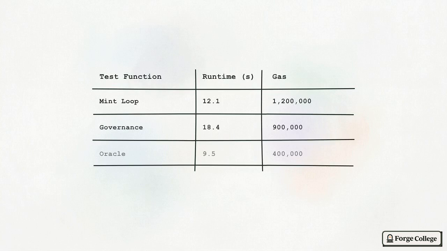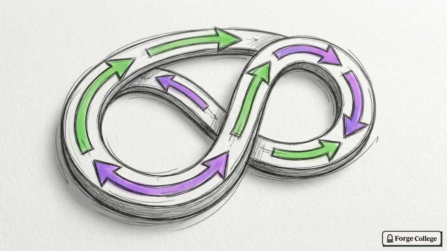This data table shows exactly where the time goes. We see specific slow test functions paired with high gas costs and execution times. The usual suspects tend to be heavy token minting loops, massive multi-step governance flows, and complex external Oracle integrations. Let's address those heavy loops.